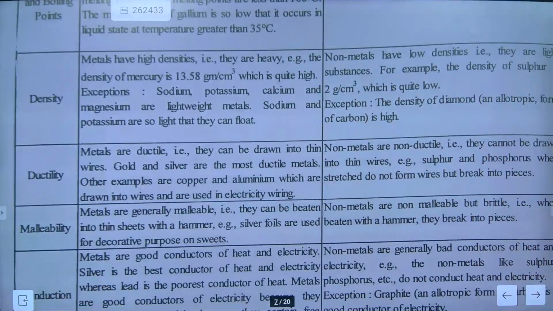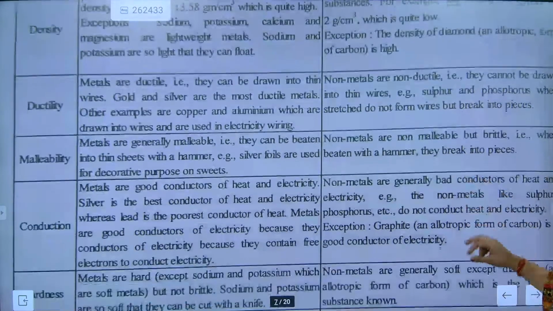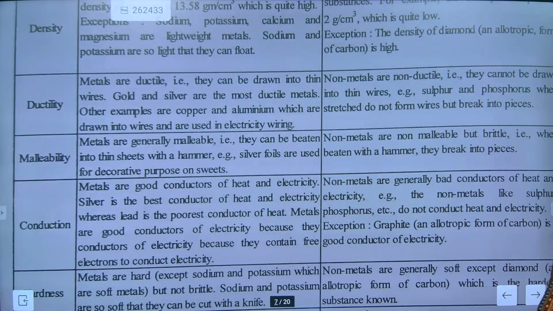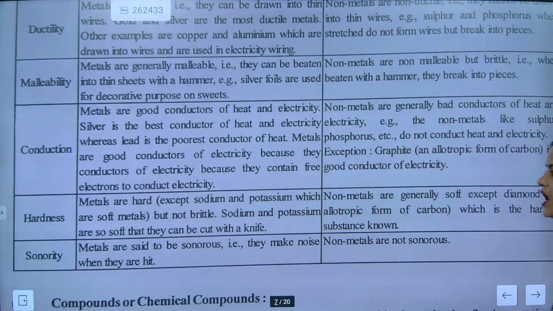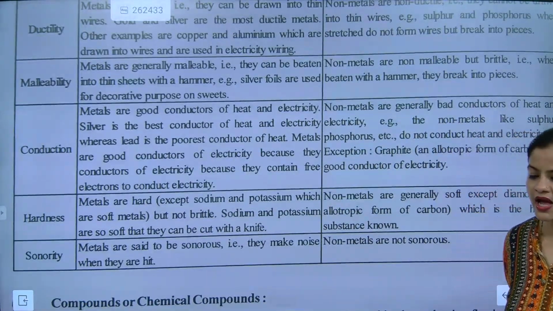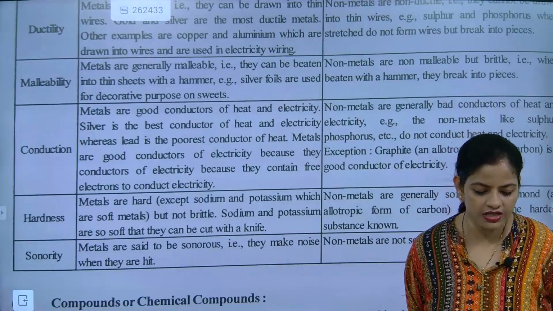Ductility: metals are ductile, understood? Non-metals are non-ductile. Now malleability: metals are generally malleable, non-metals are non-malleable, they are brittle. Conduction: metals are good conductors of electricity, but non-metals are bad conductors of electricity. Next, hardness: metals are hard, but potassium and sodium are not hard, that's the difference.